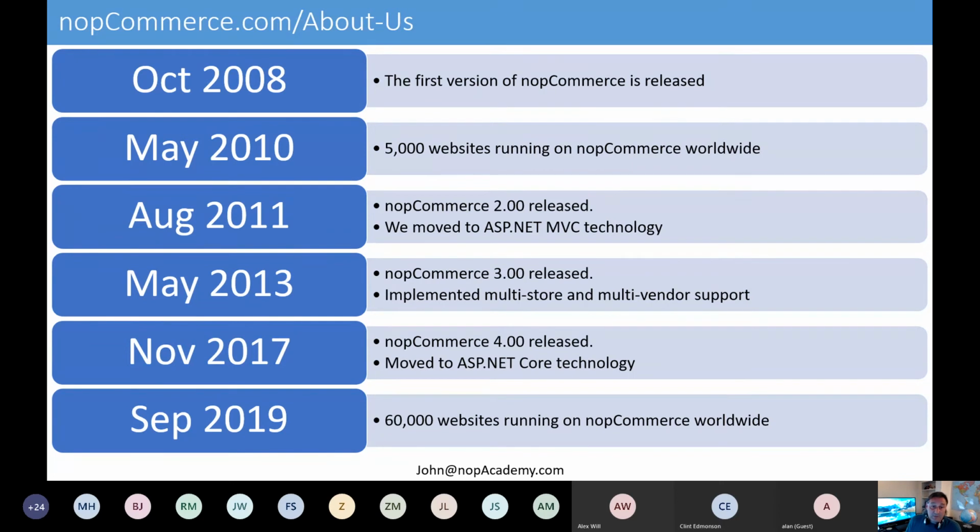When they released their 4.0 version, that's when they started to prepare for .NET Core. With 4.0, they prepared all their code, but they didn't actually compile to .NET Core until the 4.1 version. And as noted on their About Us page, as of September 2019, they have 60,000 active websites running on nopCommerce. I know a year before that, they had posted that they only had 30,000 active websites. So the growth trajectory of nopCommerce has been pretty strong. It's been around over 10 years, but they've had pretty strong growth within the last couple of years.